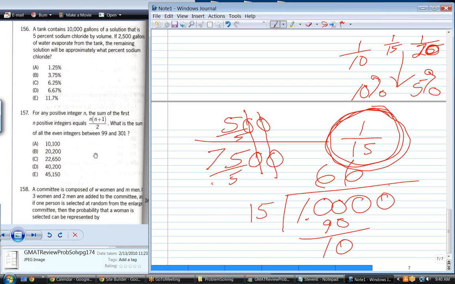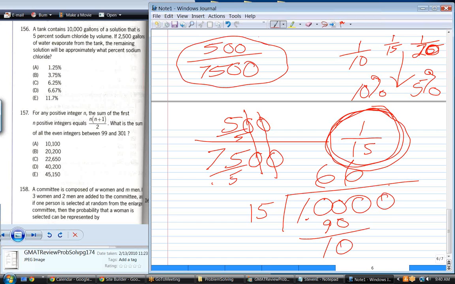Okay, and let me recap everything that we did. They gave us a total tank, and they gave us a percent of that volume. So we found the total of chloride in that first set of volume. Then the chloride didn't evaporate, just the water did. So we just subtracted the 2,500 from the 10,000 and put our total chloride over our new volume. That gave us a fraction. We then had to convert the fraction to a decimal, then multiply by 100 to get a percentage. Once you get this, you've got the problem 99% solved.